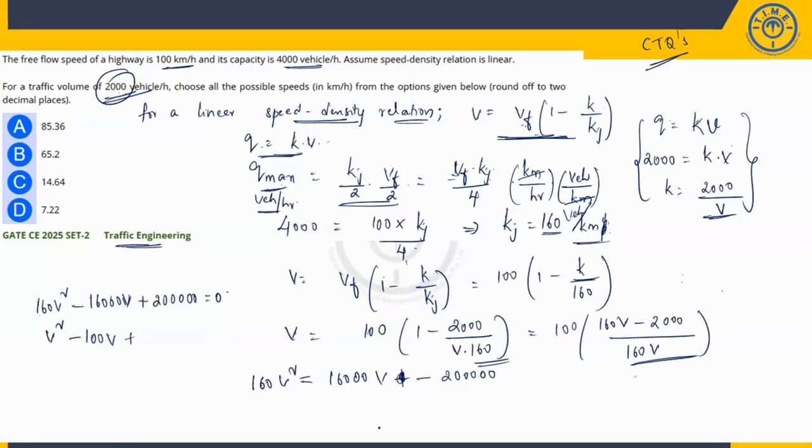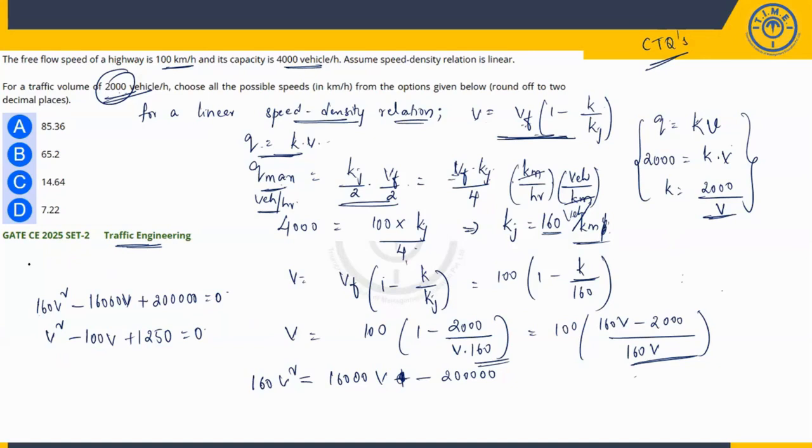What is the value of 2 lakhs upon 160? Very good, Ardi. 1250. So we got V square minus 100V plus 1250 equal to 0. This is an equation in which we need to find the value of V. Solve the equation and get the value of V by using the formula.